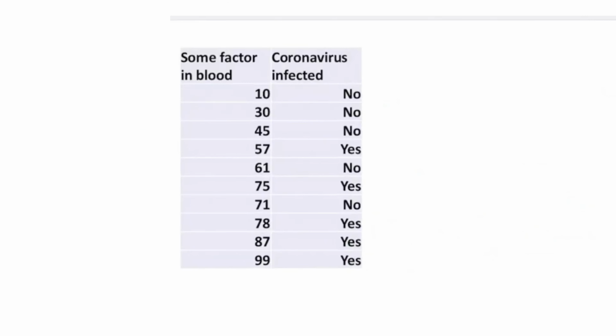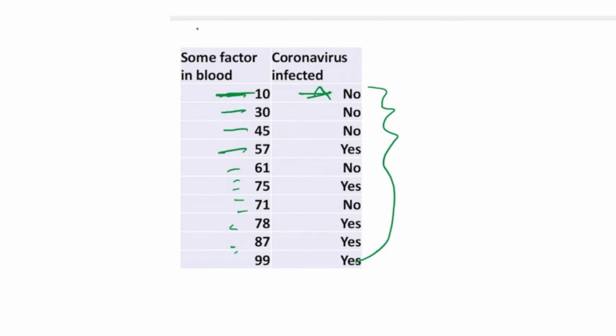Let's assume that we have this particular data set, where in the first column we have some level of blood factor, which are 10, 30, 45, 57, so on and so forth. And for these blood factors, in the second column, we have the labels, whether the person who has a 10 blood sample or 10 units of factor in the blood is a corona-infected patient or not. And we have yes or no labels in this part.